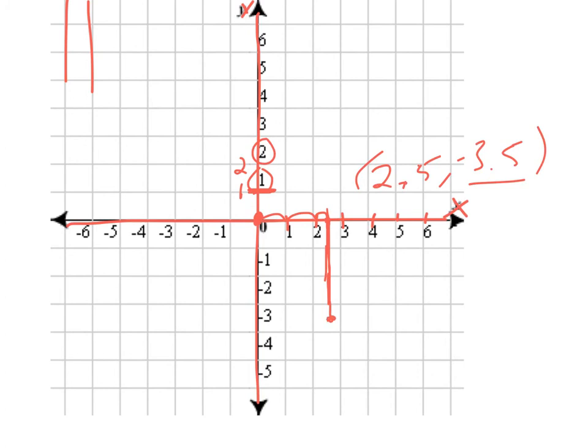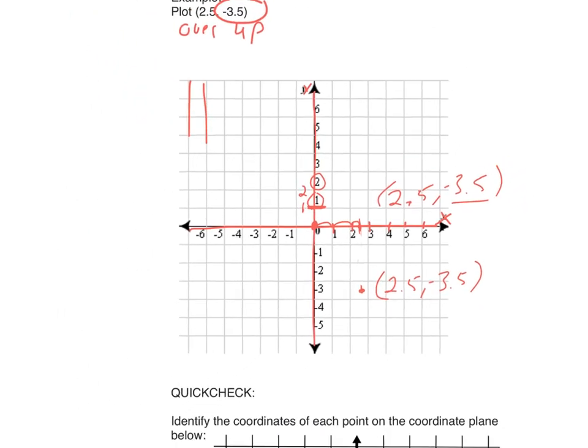Okay. Now, you don't have to have the lines drawn. Those are just for help. So I'm going to go ahead and erase those. And I'm going to label my point when I'm done with its coordinates. So this point is (2.5, -3.5). All right.